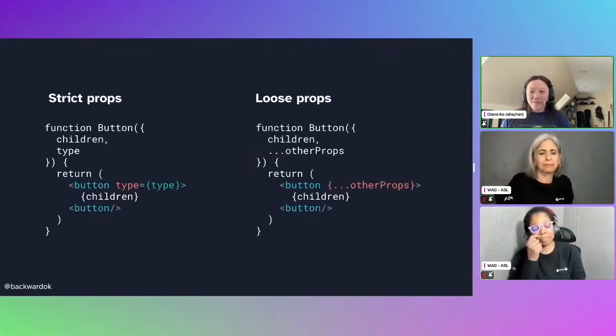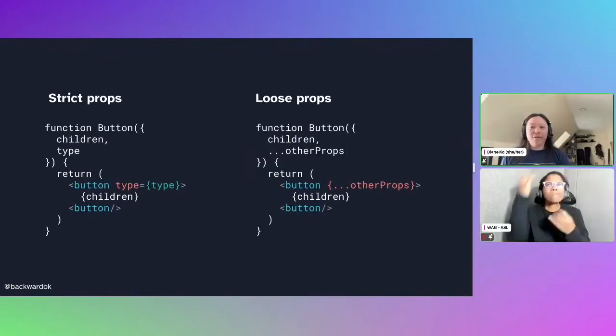One of the philosophical decisions that you'll need to make is whether you opt to have strict props or loose props. With strict props, you're defining what props are allowed and only applying those explicitly named props to your component. So in my example, I've created a button component that uses strict props by allowing the React children prop and a type prop, returning a button element with its type attribute set to the type prop and its inner content set to the children prop.